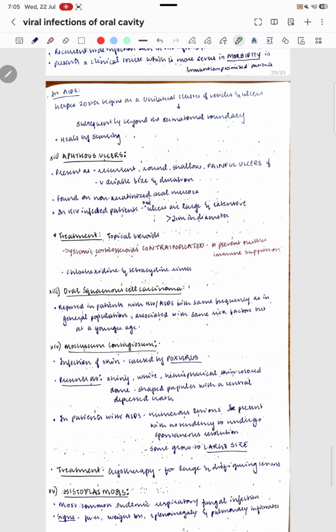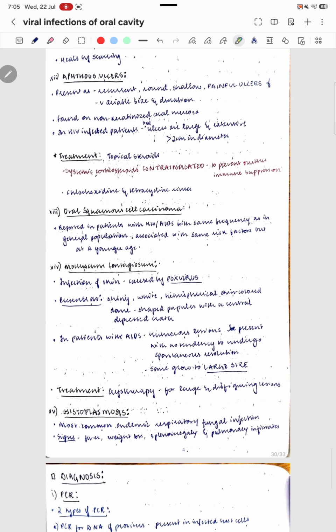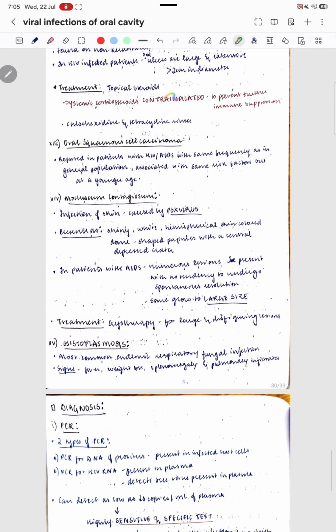Then you have aphthous ulcers, which present as recurrent, round, shallow, painful ulcers, variable in size, found in the non-keratinized oral cavity. Treatment is topical steroids. Immune suppression is a contraindicated therapy. Then there is oral squamous cell carcinoma, a malignancy seen in patients with HIV and AIDS, associated with risk factors.